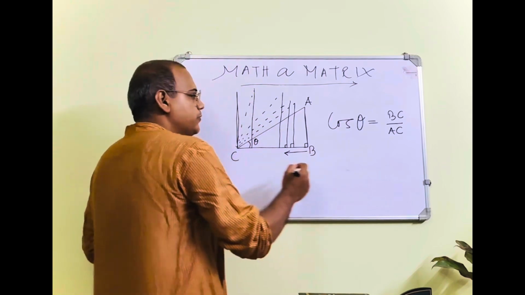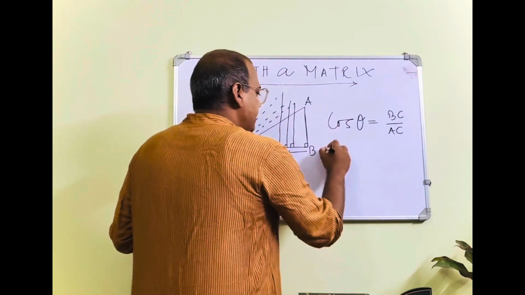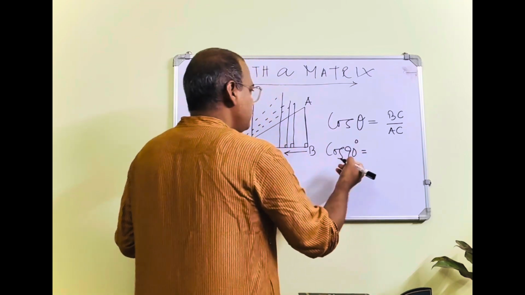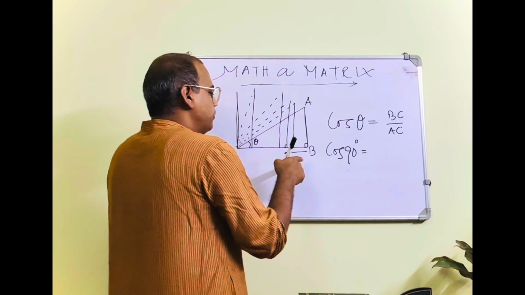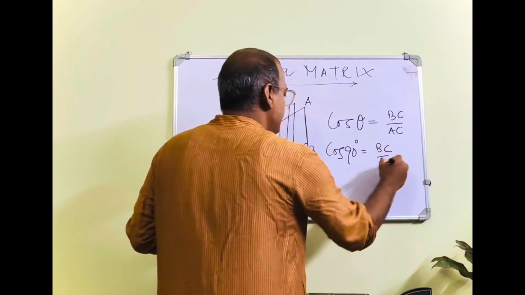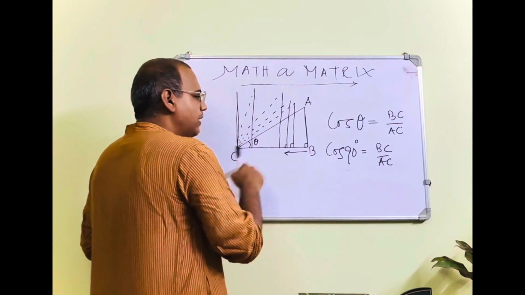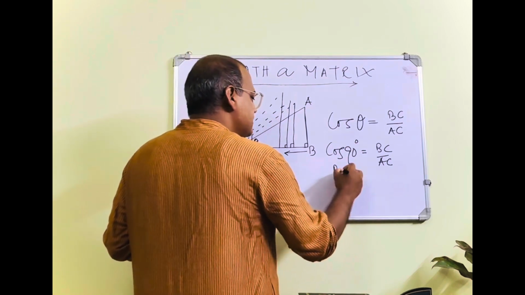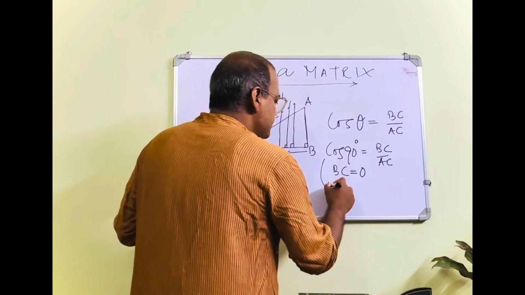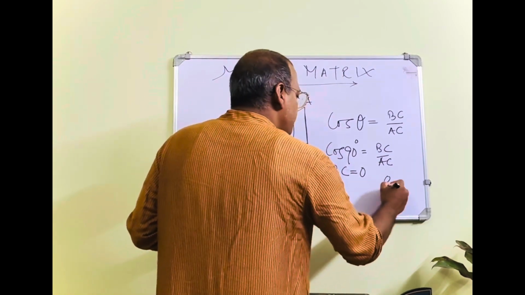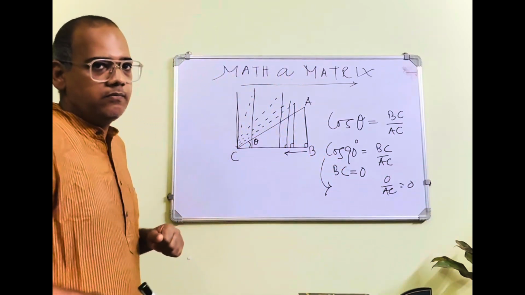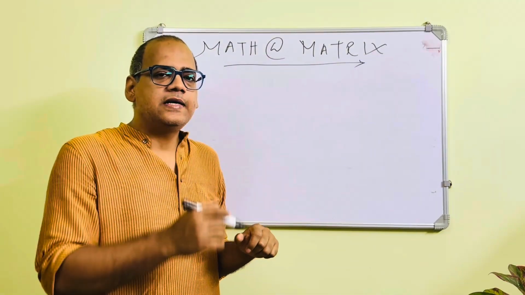So if B coincides with C, then cos 90 degree, in this particular example, is BC by AC. For 90 degree, B will coincide with C, so the BC segment will become 0. So this ratio will become 0 upon AC, which is 0. Simple. I'll find this answer in another way.